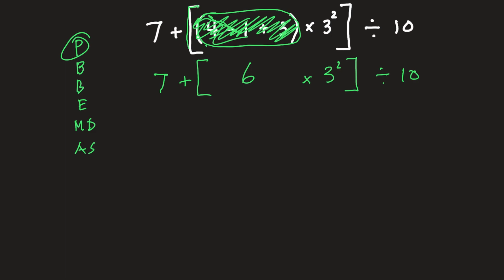All right, now we go back to P-B-E-M-D-A-S. Are there any more parentheses in this problem? No, we scratch out the P. We have done our P-ing. Now, do we do any brackets? Yes, we have brackets here still, see? So circle the brackets or circle what's inside them.